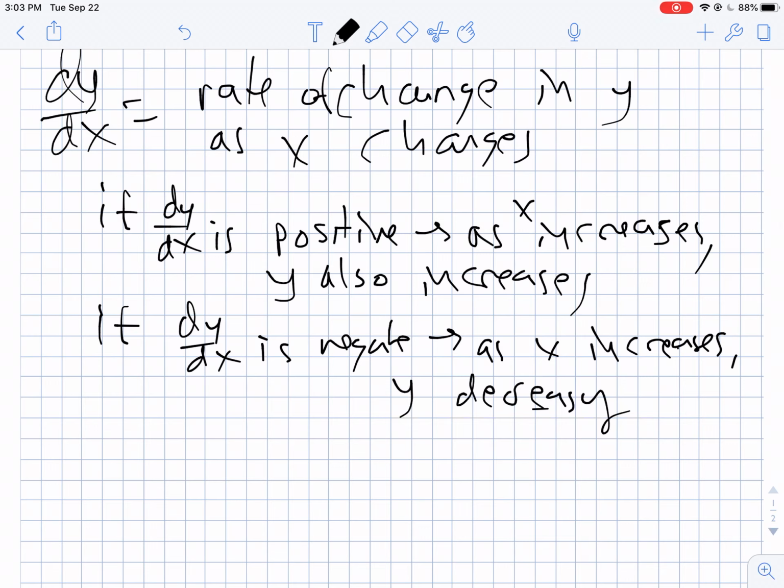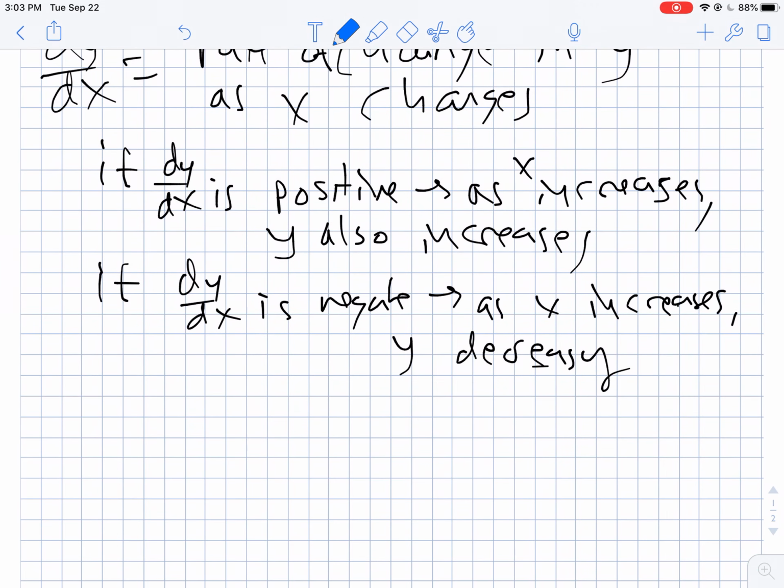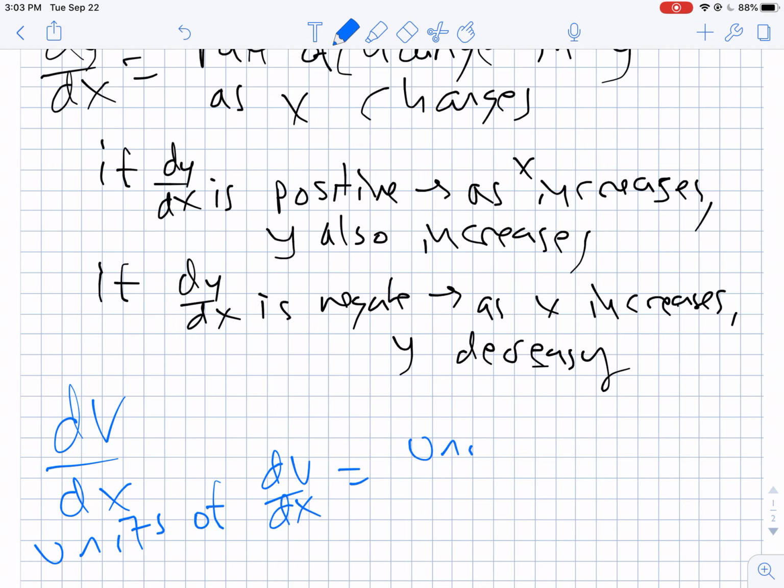One of the things we're going to think about here is units, because I think units are very instructive in actually helping us understand how to do problems. Don't worry, we're not going to do sig figs or something dumb. But if you have, for instance, dv/dx, the units of dv/dx are equal to the units of v divided by the units of x. Same thing if you have v prime of x: it's the units of v over the units of x.